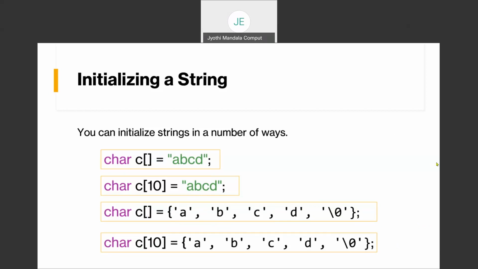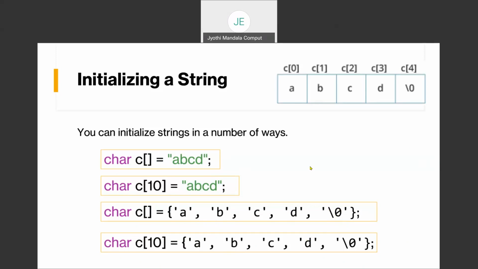So these are all the four ways we can initialize values to the string. In the first two ways, we are telling the string directly. In the last two ways, we are storing individual characters, and in these two, it is our responsibility to add \0. Right? So how will the memory be allocated? The memory will be allocated like this. C of 0 will be holding A, C of 1 will be holding B, C of 2 will be holding C, C of 3 will be holding D, and C of 4 will be holding \0.